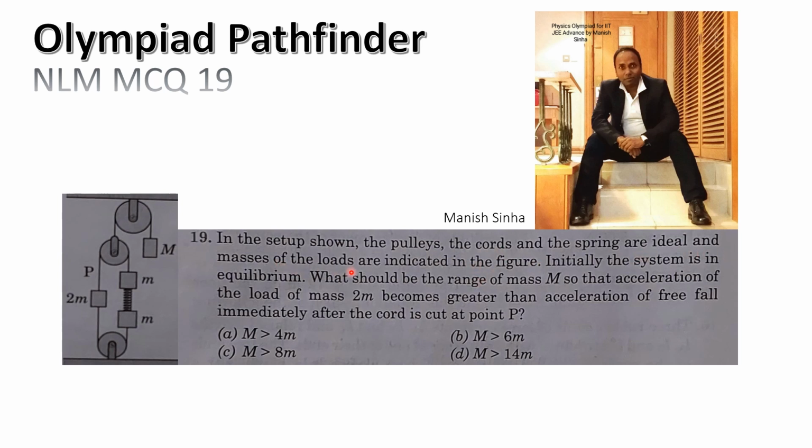And masses of the loads are indicated in the figure. Okay, that's fine. Initially, the system is in equilibrium. In this condition, the diagram which is shown is in equilibrium. What should be the range of mass M, capital M, so that acceleration of the load of mass 2m, this is your 2m mass, becomes greater than acceleration of free fall immediately after the cord is cut at P. This is the P point.